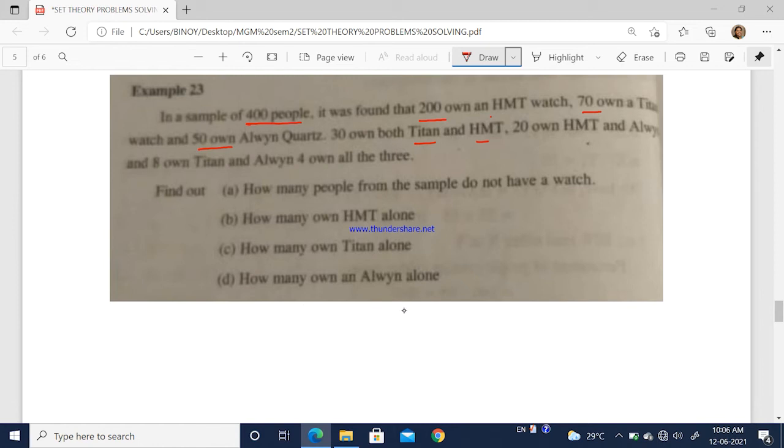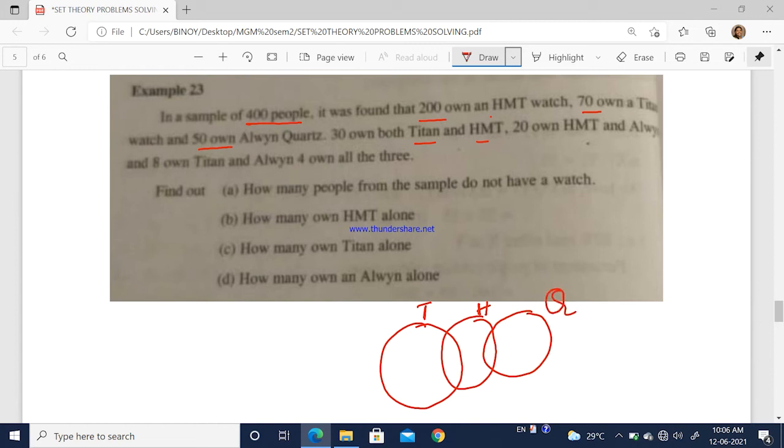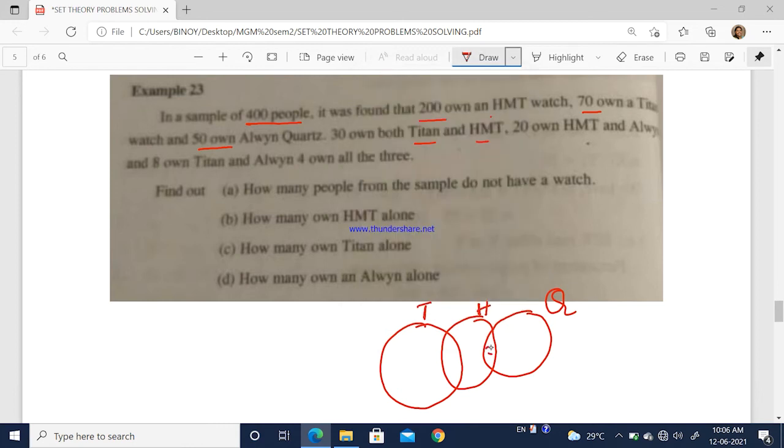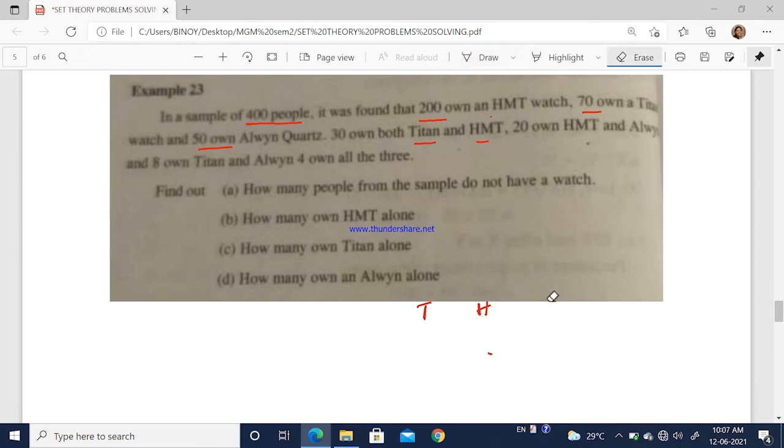Here it was given that we have HMT and Titan, and HMT and Quartz. So we'll start with Titan and HMT. Then we have HMT and Quartz, and this is Quartz. So HMT and Quartz is owned by 20. Titan and Quartz... oh, it's hard to do in this way. Okay, I'll do it in another method.